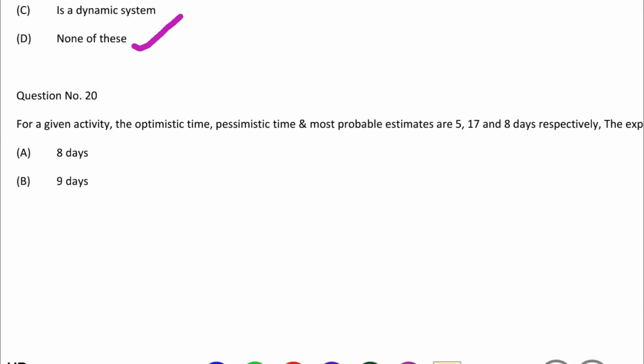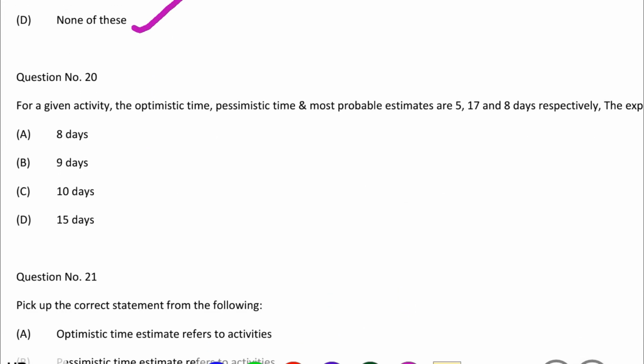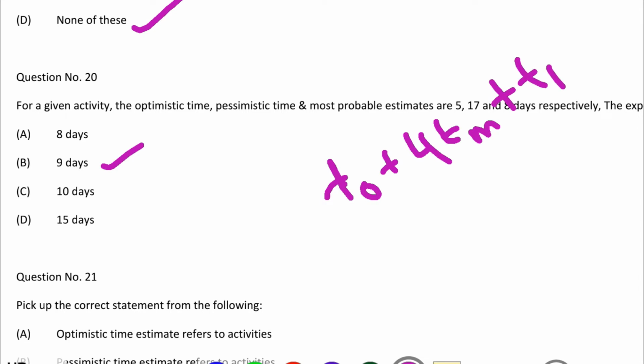So next question, for the given activity the optimistic time, pessimistic time and most likely probable estimate are 5, 17 and 8 days respectively. The expected time is option A 8 days, option B 9 days, option C 10 days, option D 15 days. So the correct answer is option B 9 days. So the formula is TO plus 4TM plus TP divided by 6. So using this formula we can get the value of 9 days.